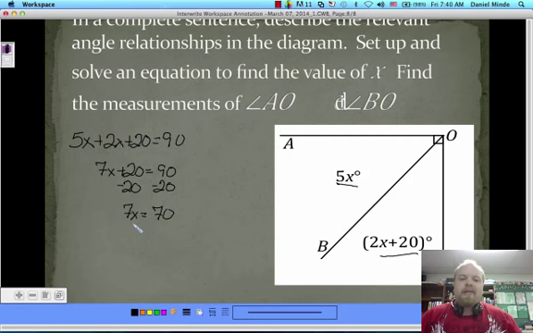Now, is x by itself? No, it's not. How are you going to get it by itself? I have to divide by my coefficient, which is 7. So I'm going to divide each side by 7, and I get x equals 10.